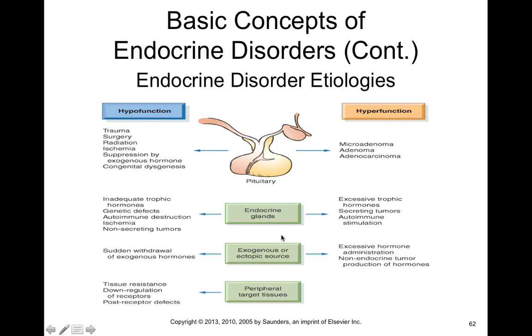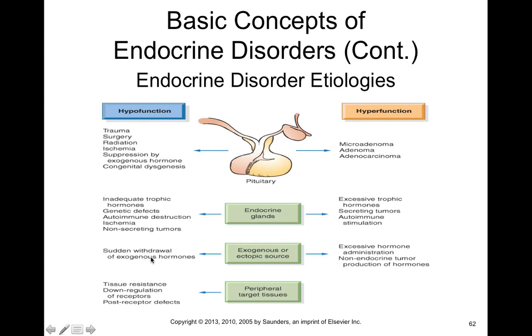Otherwise, we can actually see that exogenous or ectopic sources of hormones can lead to hyperfunction or hypofunction. What if you had excessive hormone administration, like someone's taking too much of a hormone exogenously? So that can lead to hyperfunction. Or you might have a non-endocrine tumor producing hormones. You can have sudden withdrawal of hormones.